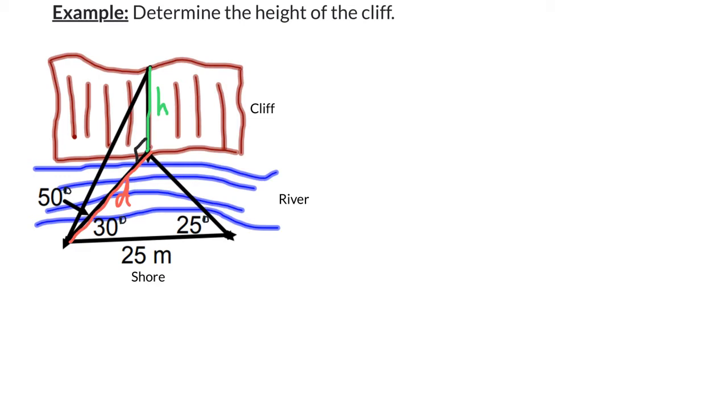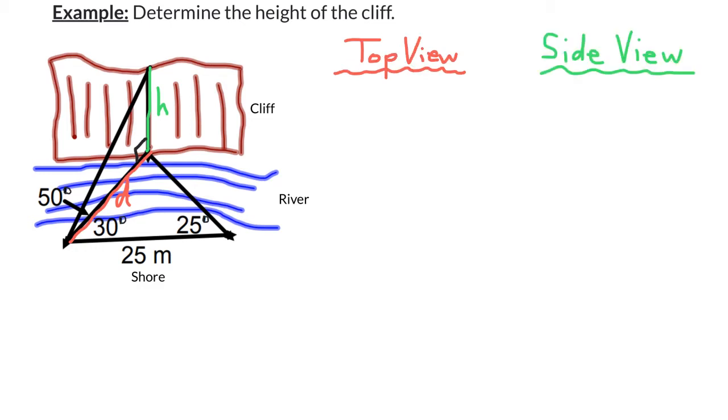Whenever I tackle a 3D problem, I try to separate the diagram into different parts. In this case, I'm going to draw a top view and a side view. So I'm going to start with the top view, solve for D, then I'm going to switch to the side view and solve for H, the height of the cliff.